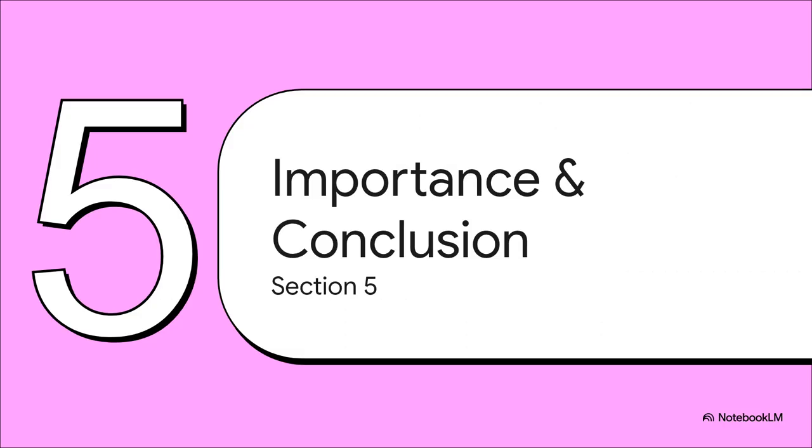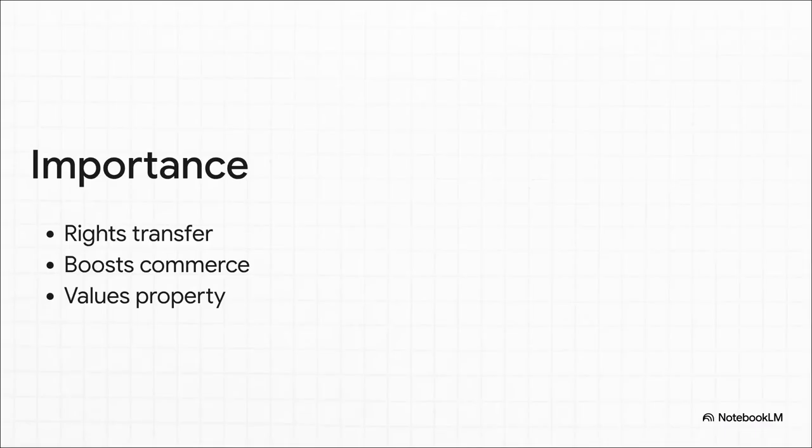Section 5. Importance and Conclusion. We are now in the final phase of your blueprint. You've stated the law, broken down the elements, explained the procedure, and cited Supreme Court authority. Now, you must tie the rigid legal theory back to its vital commercial realities to finish strong. The importance rests on 3 pillars: facilitates transfer of intangible rights, promotes commercial transactions, recognizes value of non-physical property.